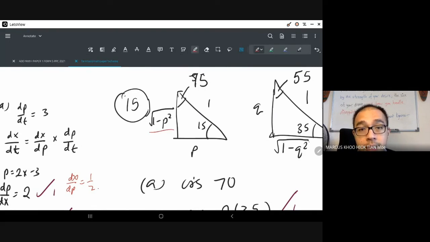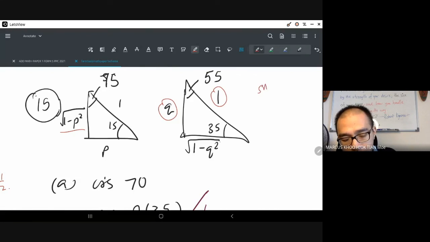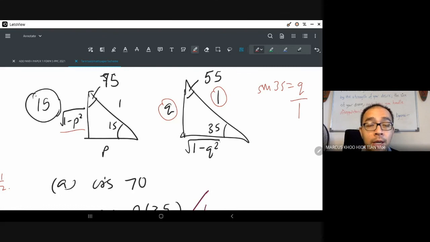Second one is sin 35 equals Q. Okay, so I put Q over here and 1 also normal. Okay, sin 35 equals Q over 1 lah. Okay, that's normal. Okay, then I find the complementary angle and so on and so forth.